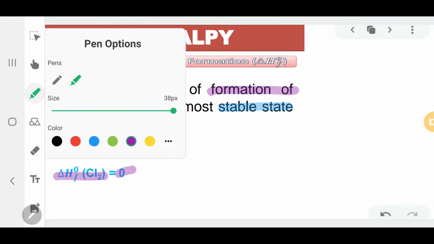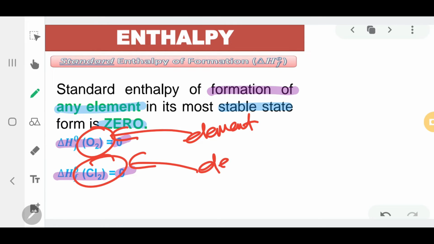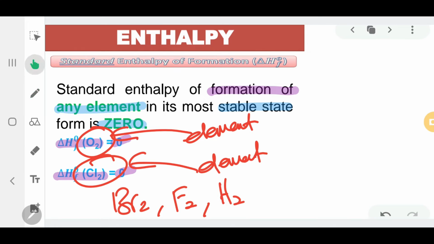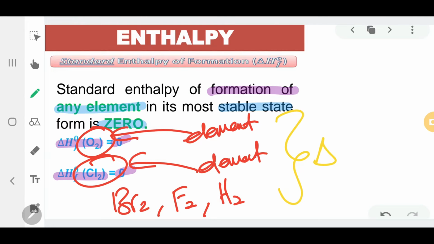So these are elements, and that one is also an element. What else? We have Br2, F2, H2. All of these elements will have a standard enthalpy delta HF equal to 0.